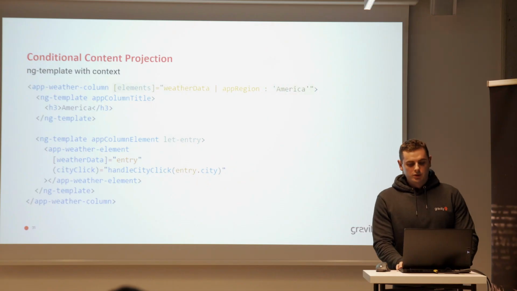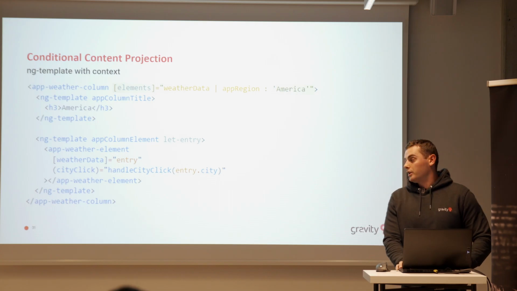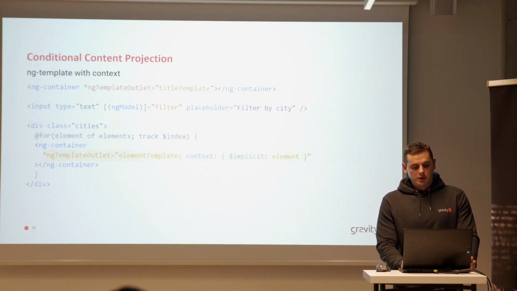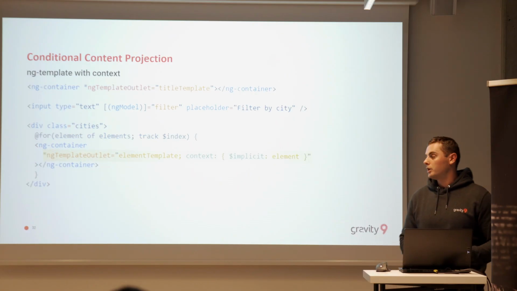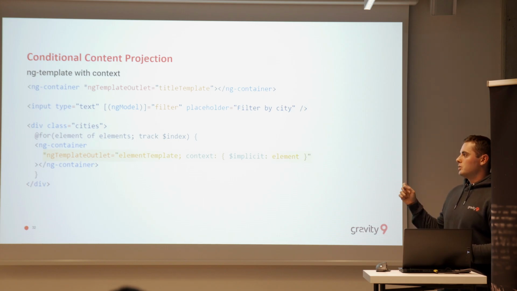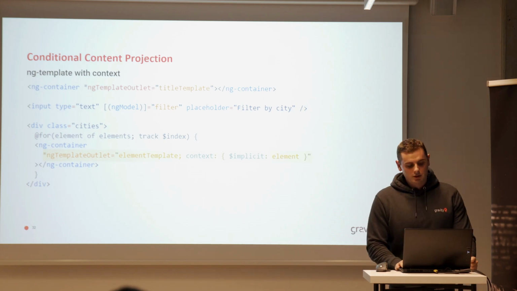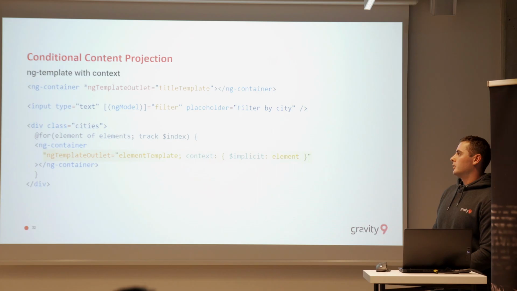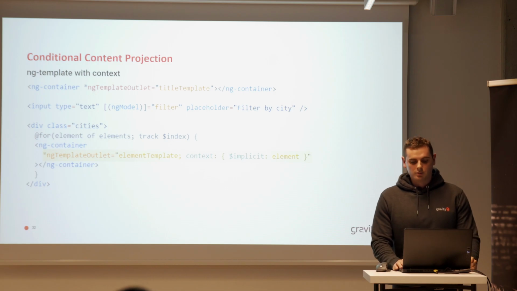And the child component is passing the context with this let-entry variable, so each element that is rendered in the for loop will be assigned to this variable. And from the child component perspective, it will look like this. Here we still have the for loop to generate all the elements passed from the parent component. But we also assign this context to the ngTemplateOutlet, which is basically the element that we passed from the parent component.